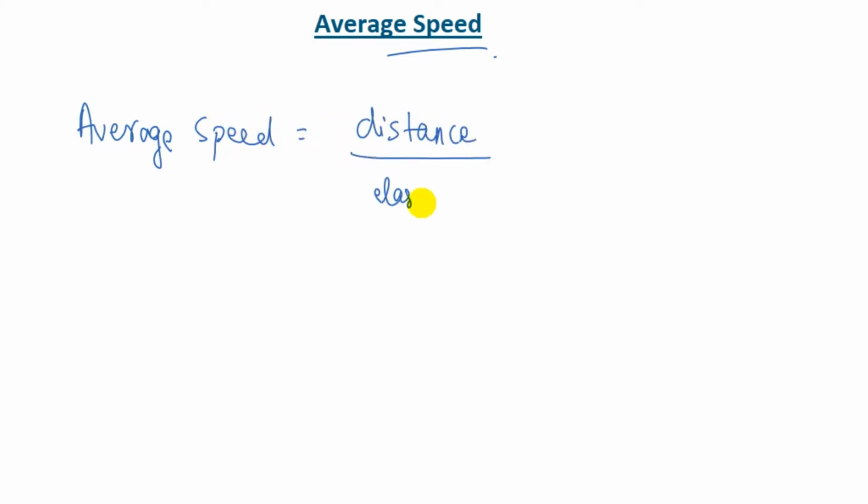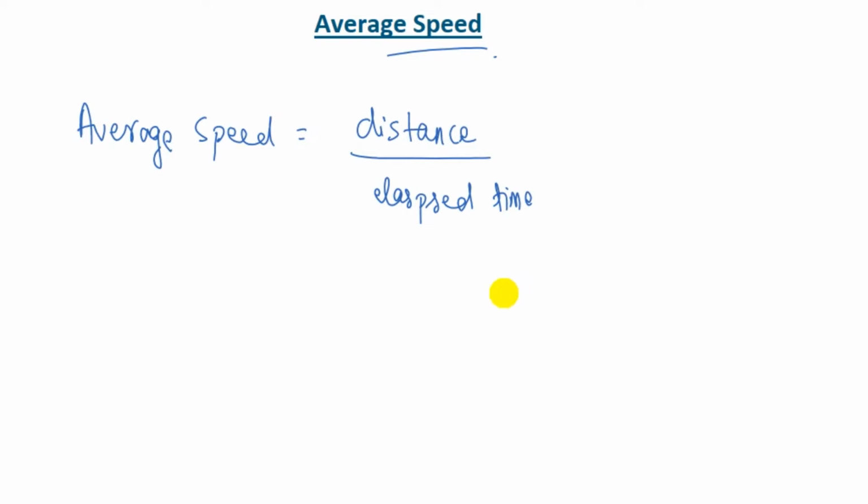Now the simplest way to characterize the rate of motion is with the average speed. Now what is average speed? Average speed is basically the ratio of the distance and the elapsed time. So we can write: now you can see that this is the formula for the average speed.